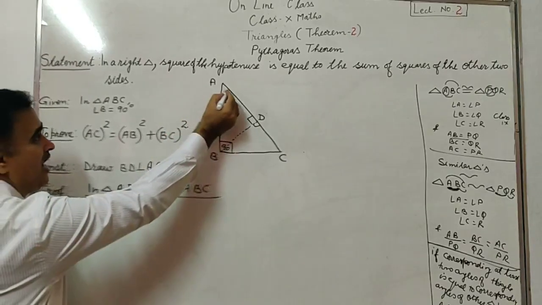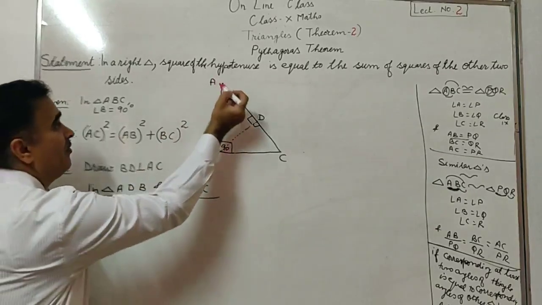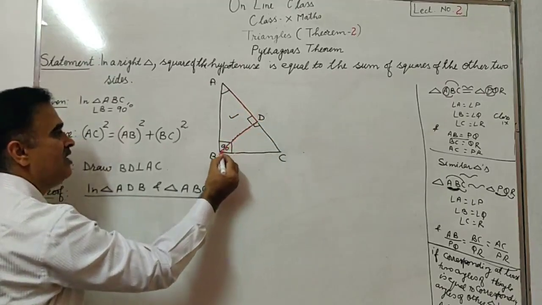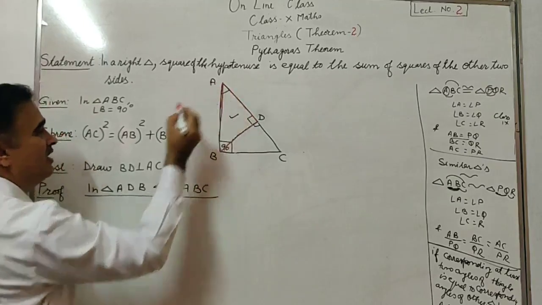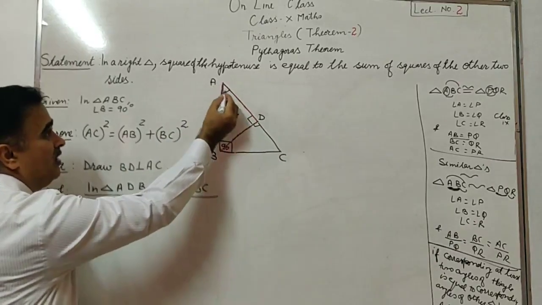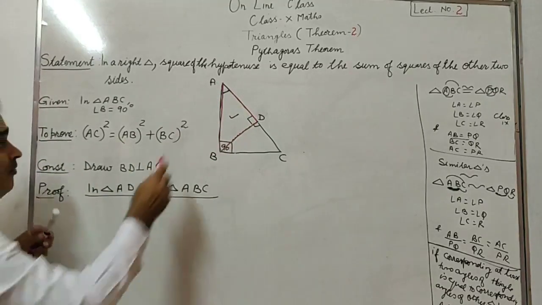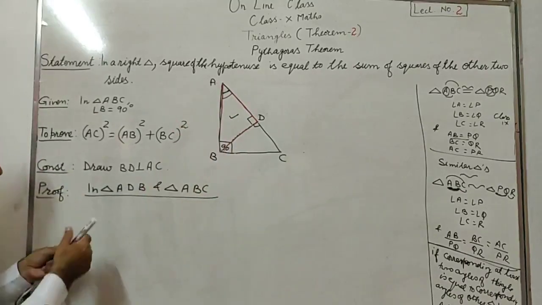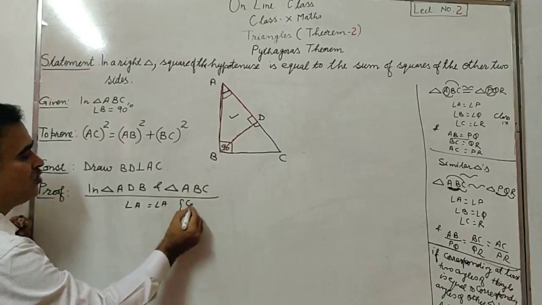You see this angle A. This is triangle ADB, and this is triangle ABC. This angle A is in both triangles, in the red one and in the black one also. So angle A equal to angle A, this is common or not?